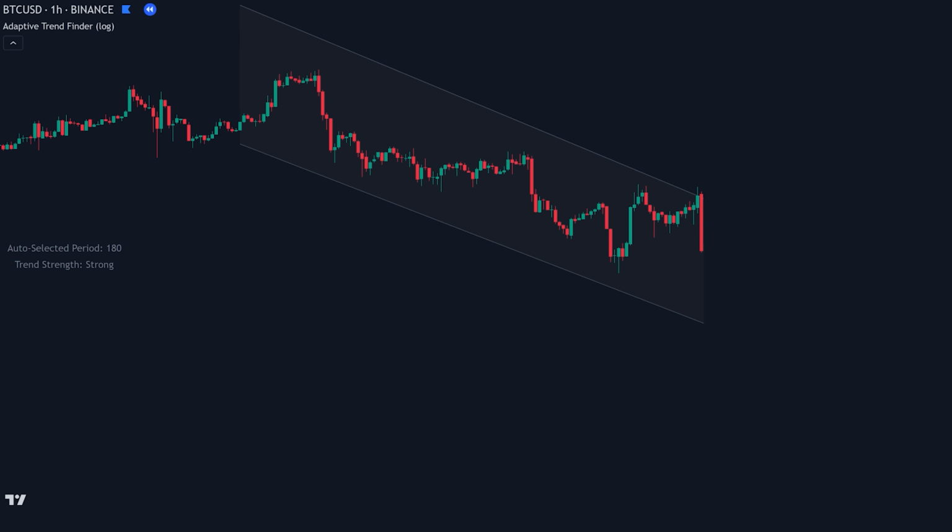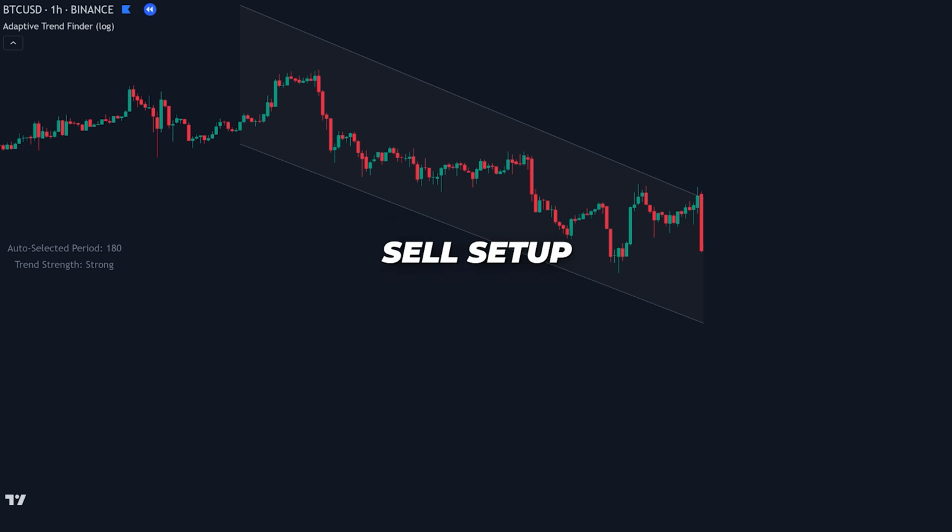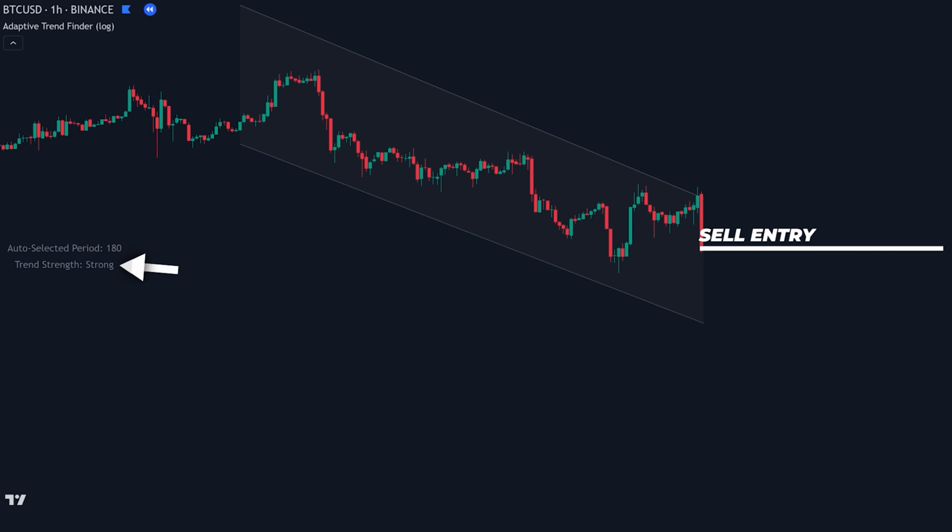Still on the Bitcoin chart, it's actually a sell setup trade, as the chart shows a clear downward trend, with the Adaptive Trend Finder automatically detecting the trend channel. The price approached the upper boundary of the trend channel, signaling a potential sell setup. The best entry point is after the formation of the bearish engulfing candle. The trend strength is labeled as strong, giving reasonable confidence in the continuation of the downward trend.